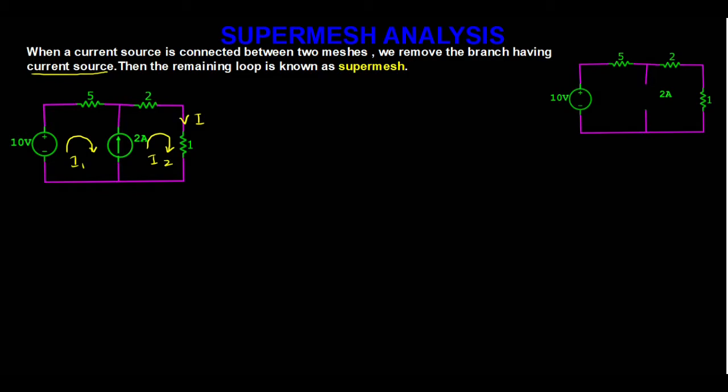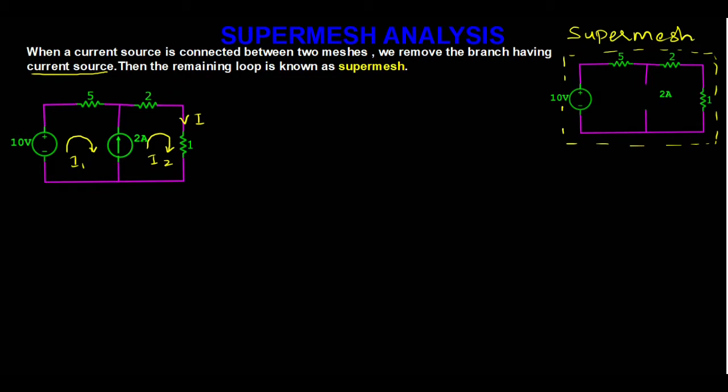So what do you do to apply supermesh analysis? Whenever we have a circuit like this, we have to remove the current source. Quickly, I will read the definition. When a current source is connected between two meshes, mesh 1 and mesh 2, we remove the branch having the current source. I have removed the branch having the current source. The remaining loop is known as the supermesh. Whatever is left out after removing the current source is our supermesh.